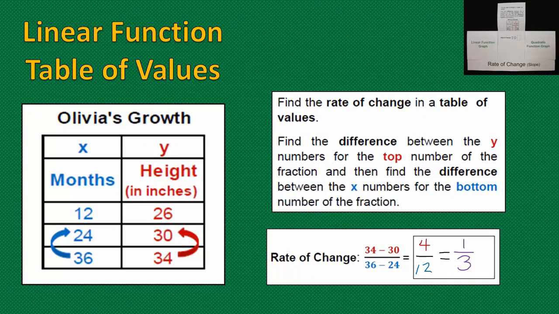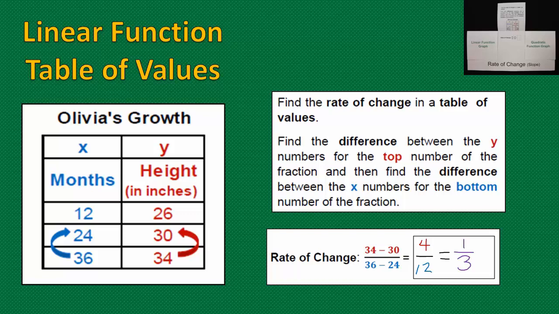We can also find the rate of change in a linear function table of values. We see here a table of values for Olivia's growth. In the left column, we have our x numbers, which is for how many months old Olivia is. And in our right column, we have numbers for her height in inches at each of those months.